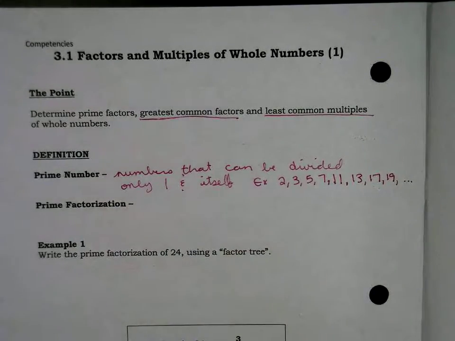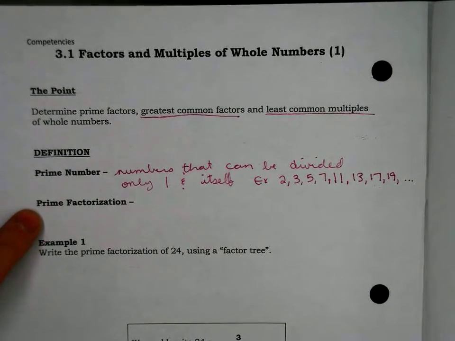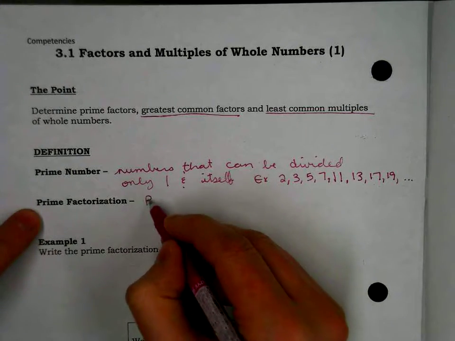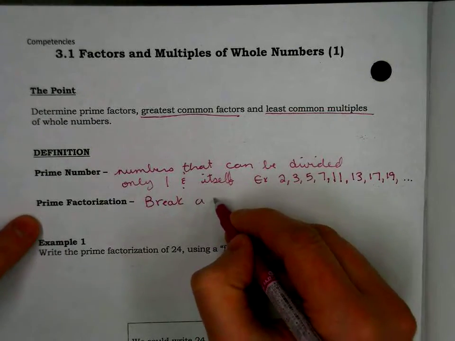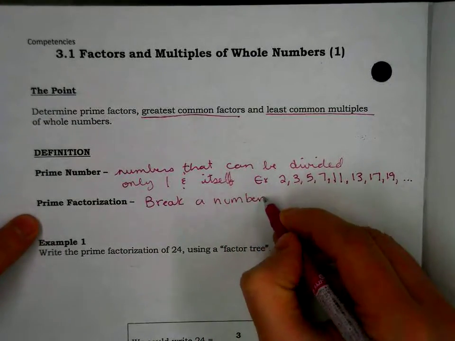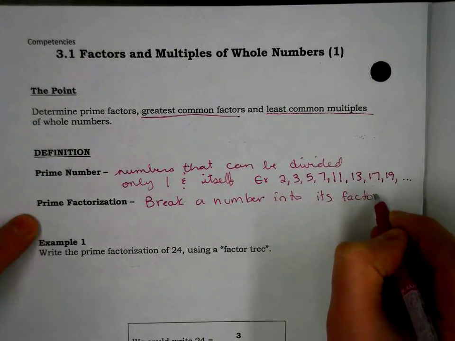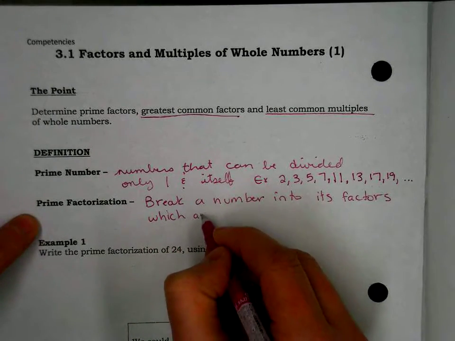The list never ends, and a lot of people have spent their entire math careers trying to find patterns in prime numbers. The next definition for prime factorization involves breaking a number down into its parts. At its core, what are a number's parts? So we'll write this down as breaking a number into its factors, which are primes.